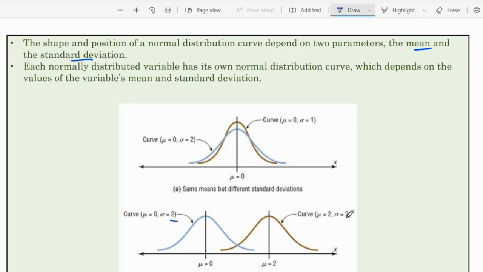In the bottom picture, now we have the same standard deviation. Both have standard deviations of 2, but notice that the curve on the left, the blue curve, has a mean of 0, and the curve on the right has a mean of 2. Notice they're the exact same shape. We've just picked it up and moved it over to the other side. So having a different mean does not change the shape of the distribution. It's having a different standard deviation that will make one taller than the other.